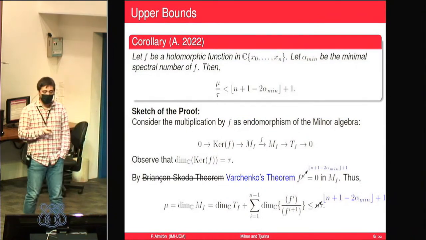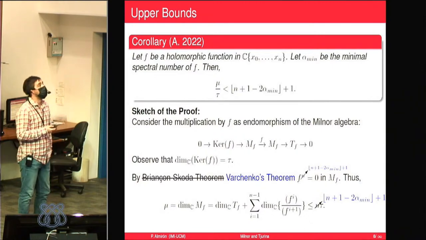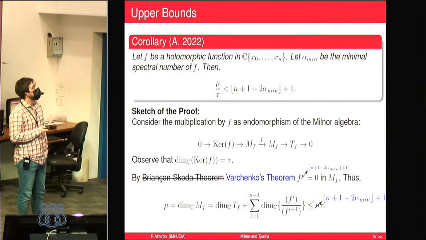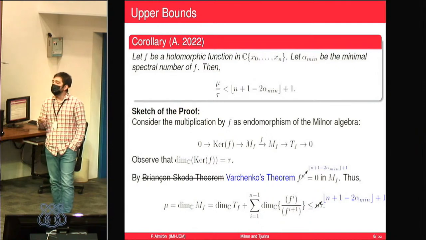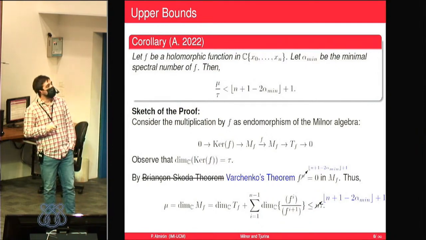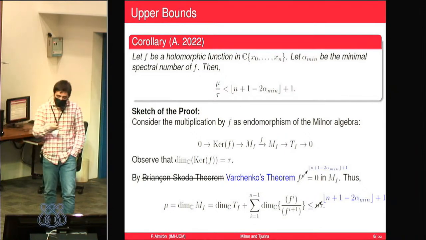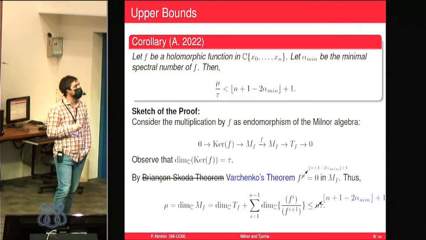How can you improve this? It's very easy, because the sketch of the proof is the same. Why? Because what we have is the Milnor algebra, and then you can look at the Tjurina algebra as the cokernel of the multiplication by f in the Milnor algebra. So since the Tjurina algebra is the cokernel of multiplication by f in the Milnor algebra, then the dimension of the kernel is also tau. So you can construct somehow a filtration and obtain a long exact sequence here.